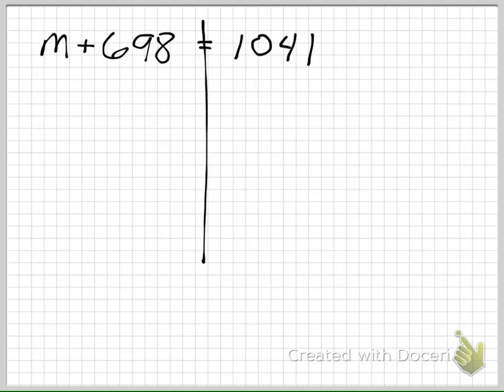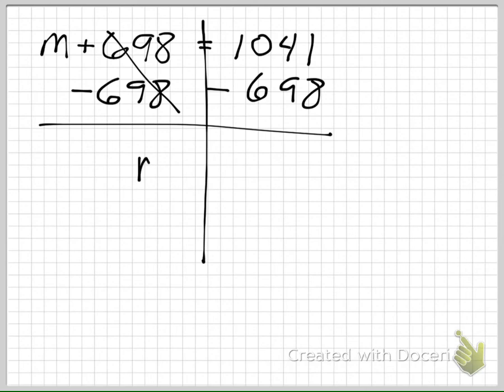Line down the equal sign. Then you ask yourself, is the variable happy? No. Why not? Because he's not alone. Who's with him? 698 people. What is the 698 doing in his house? It's adding to him, right? How do I get rid of that 698 then? Minus 698, minus 698. M equals.